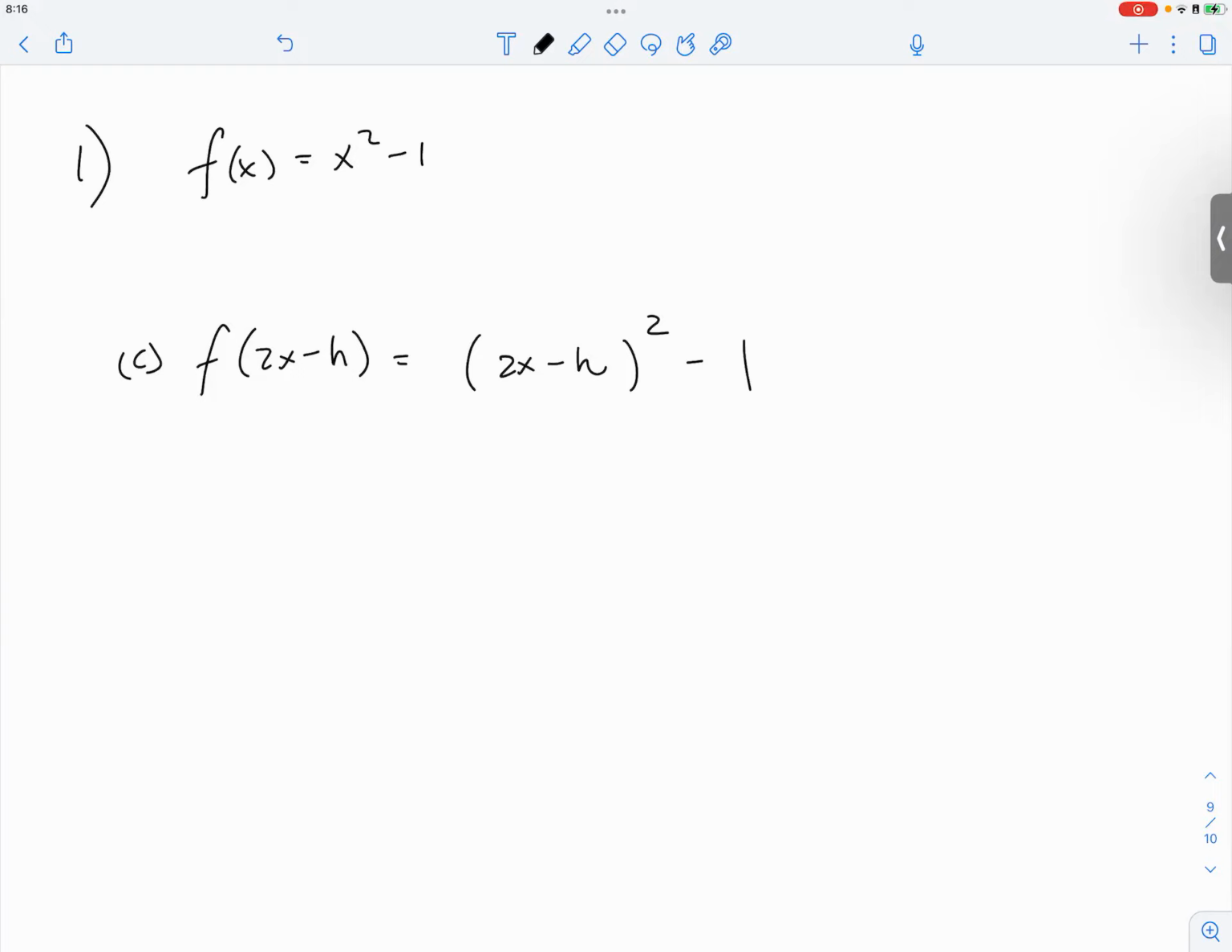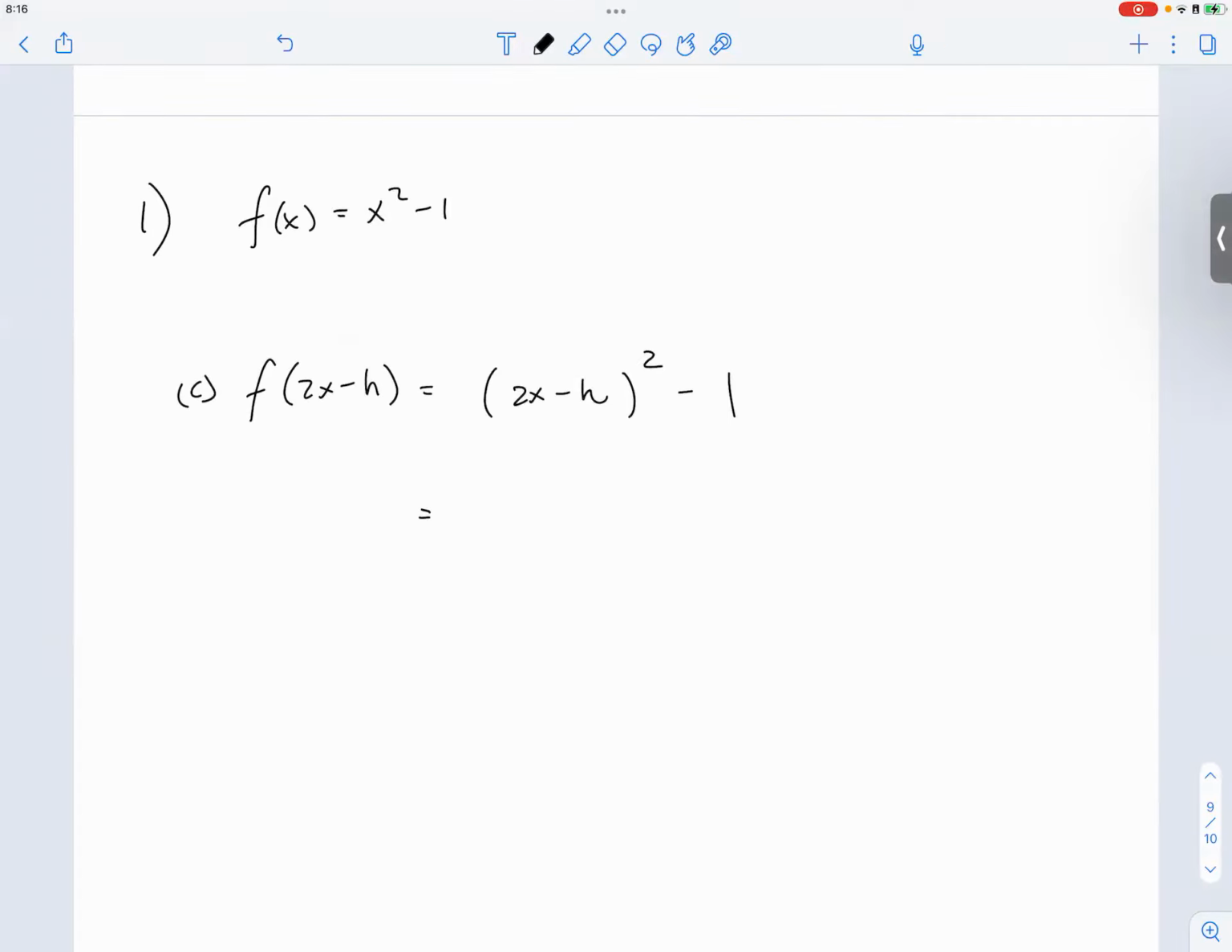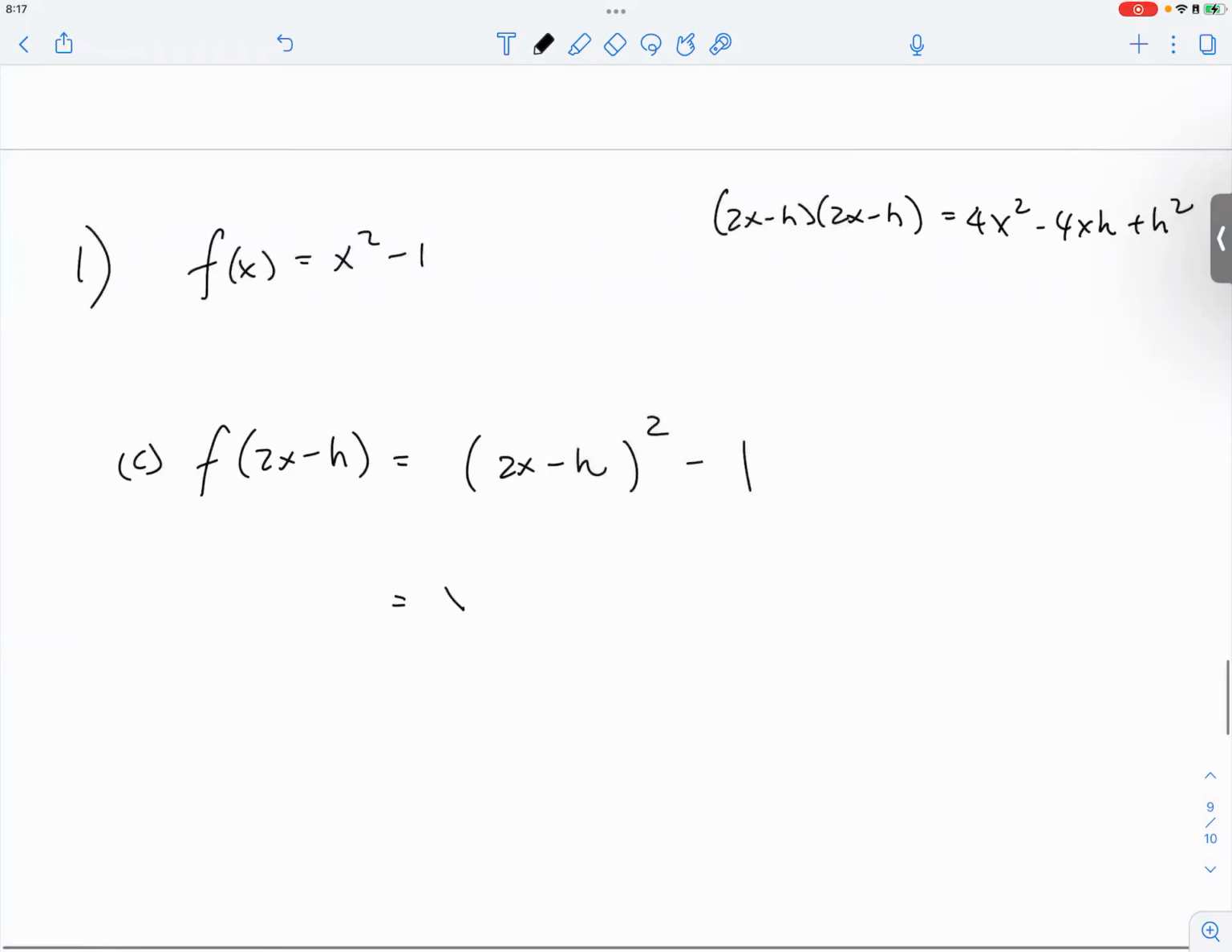And then the next thing that people tend to make mistakes at is they mismanage this whole parentheses square situation. Now, I don't care if you do it on the side. I do care if you do it wrong. This is 2x, no, sorry, not 2x. This is 4x squared minus 4xh plus h squared. There should be 3 terms. It requires FOIL, some formal expansion. So if you want to do it on the side, that's wonderful, no problem. Just make sure that you do it correctly.